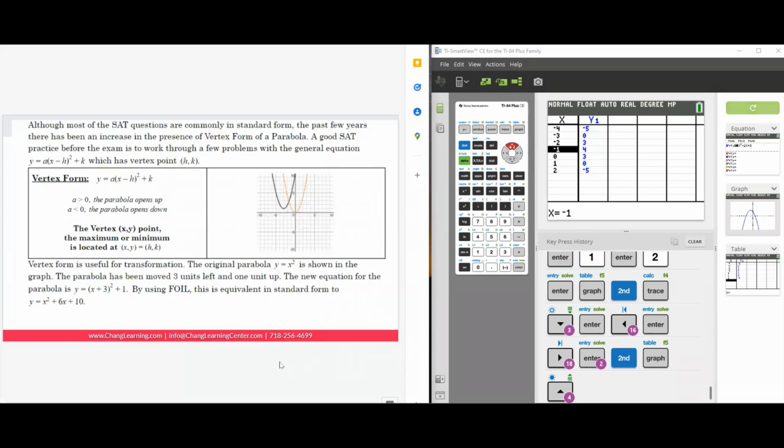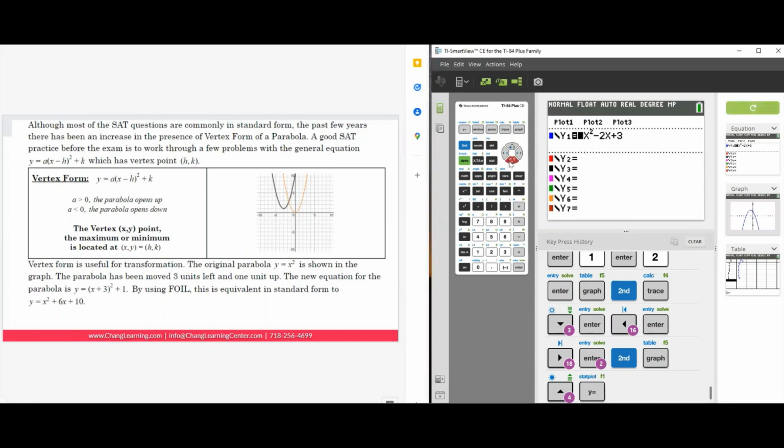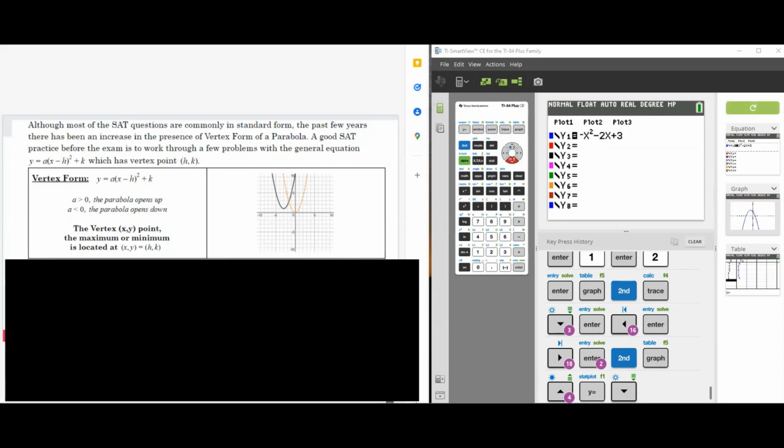Although most SAT questions are commonly in standard form, in the past few years, there's been an increase in the presence of vertex form for a parabola. So you should also be familiar with the fact that any equation can also be written in vertex form. So what I'm going to do is take the example that we just did instead of the example in the core lesson here. And since we already know the vertex, we'll use the general form for the equation that we just did.